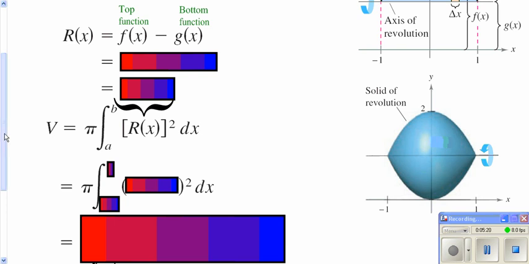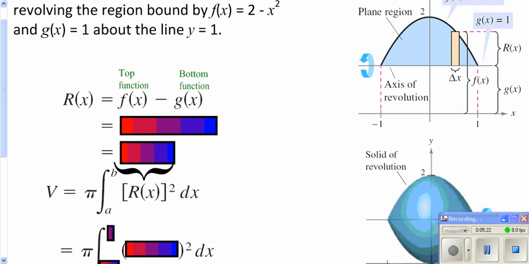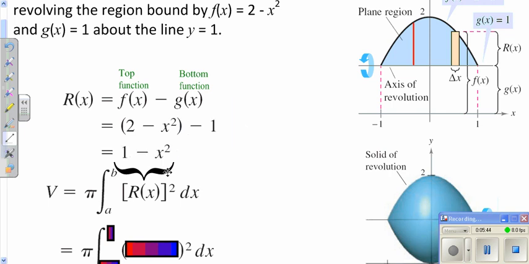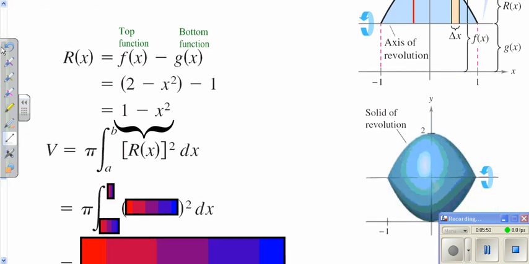Well, we need to go ahead and take a look at our radius. Your radius is basically just this right here. That red distance is your radius, which in essence is the top function, which is our parabola, minus our bottom function, which is just our horizontal line, which does reduce down to 1 minus x squared.